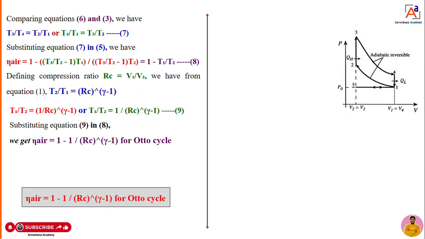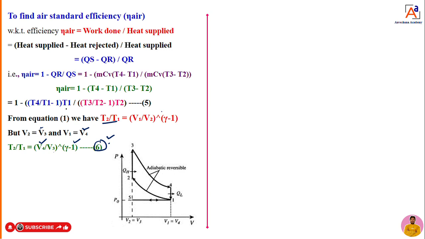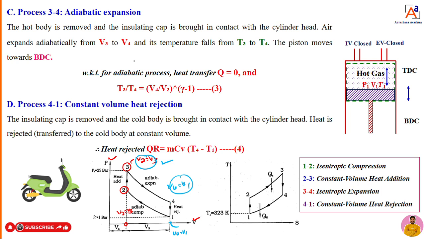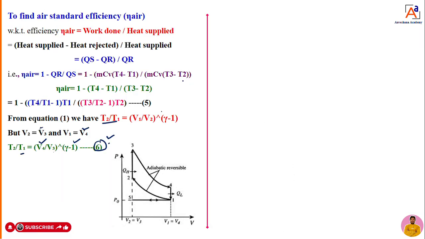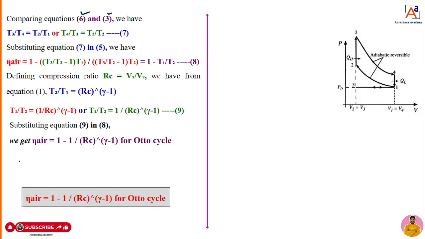Now I will go to the further calculations. Dear students, you can compare equations 6 and 3. What is the sixth equation? T2 by T1 equals that expression. And the third equation is T3 by T4, which equals V3 by V4 to the gamma minus 1, and that value you have calculated is nothing but T2 by T1. So the same thing I am going to substitute here. Therefore T3 by T4 is equal to T2 by T1.